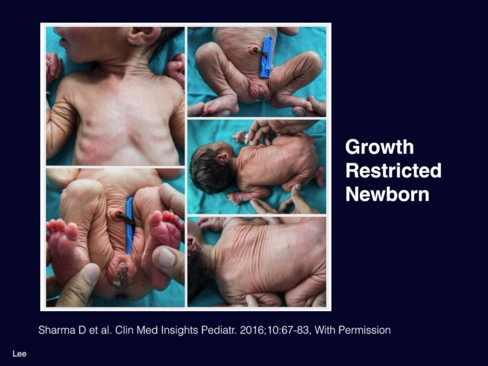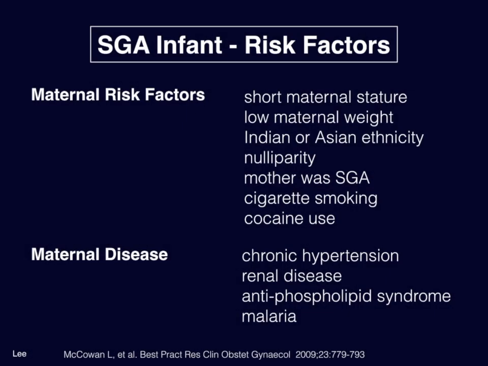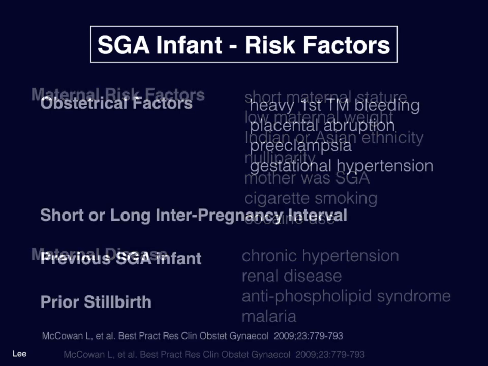Among other indices, pediatricians have used ponderal index as one way to identify malnourished newborns. There are many established risk factors for a mother to have an SGA infant. Confirmed maternal risk factors include short stature, low weight, Indian or Asian ethnicity, nulliparity, mother-born SGA, cigarette smoking, and cocaine use. Maternal medical history of chronic hypertension, renal disease, antiphospholipid syndrome, and malaria are associated with increased SGA.